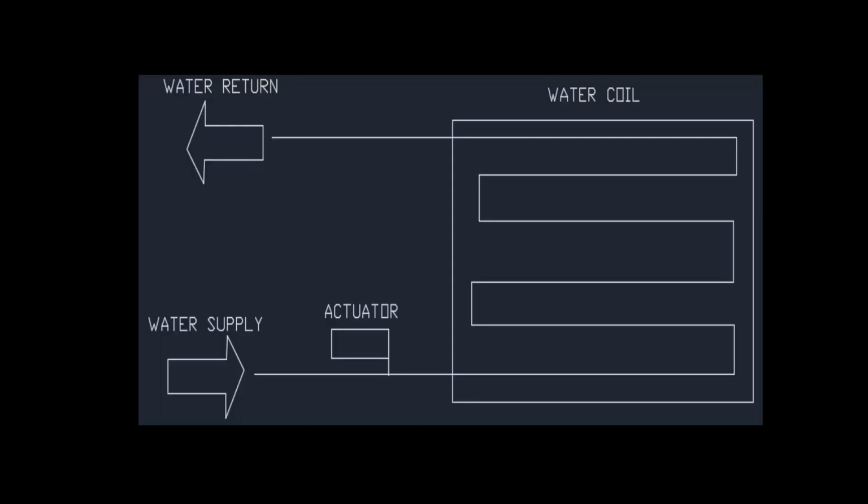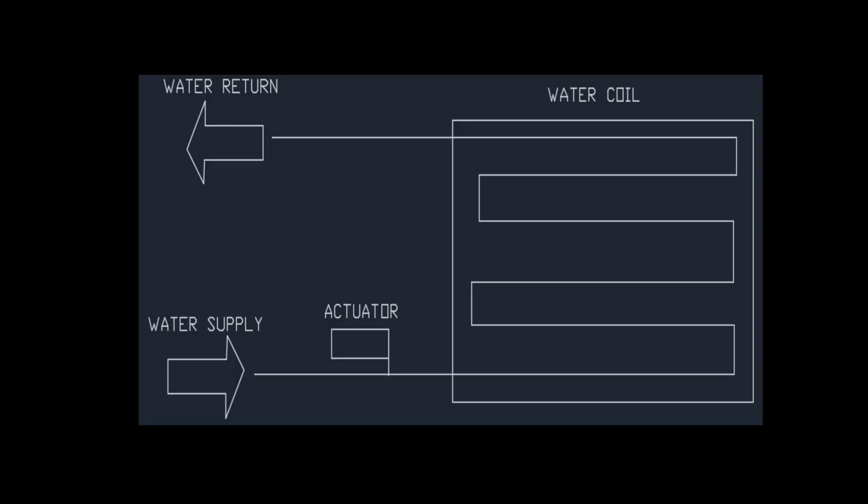First, let's discuss how a hot water coil operates during heating mode. During a call for heat, the hot water is sent from a local boiler within the facility to supply all of the units with hot water.